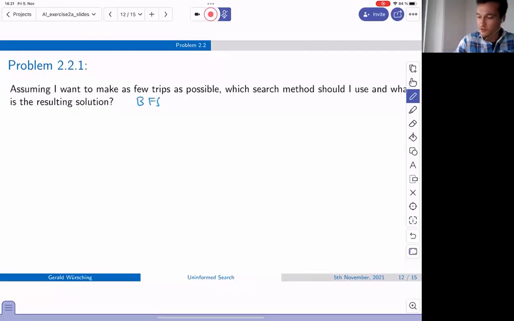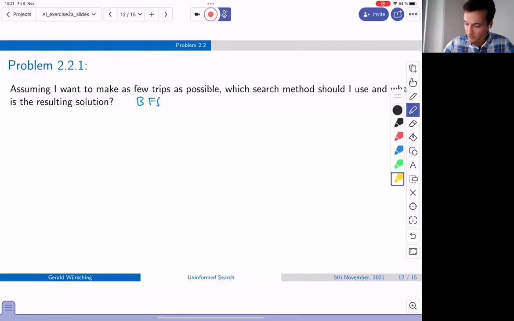What's the reason? The reason is that in BFS, we basically find the shallowest goal node. So we find the first goal node, and in our exercise, this corresponds to the least number of actions taken. So if you want to make as few trips as possible, you don't want to take the bus, for example, multiple times. So you want to take the least number of actions, and this would be possible with BFS.